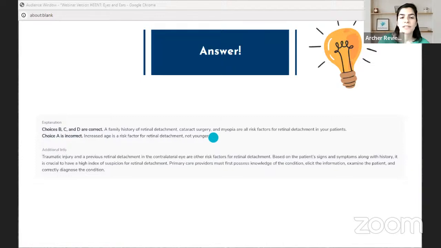Young age is actually not an increased risk. Older age is an increased risk for retinal detachment. So knowing the demographics is going to be really helpful for the boards. They're going to throw really obvious things at you.